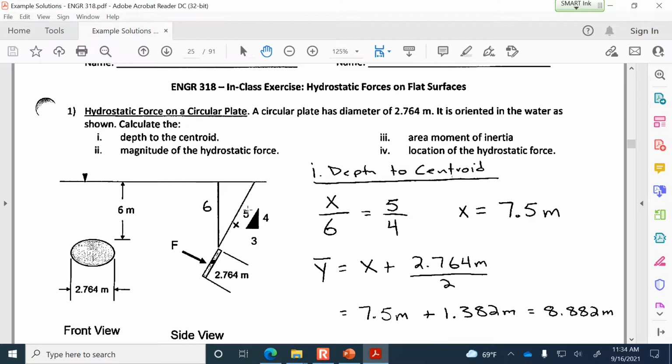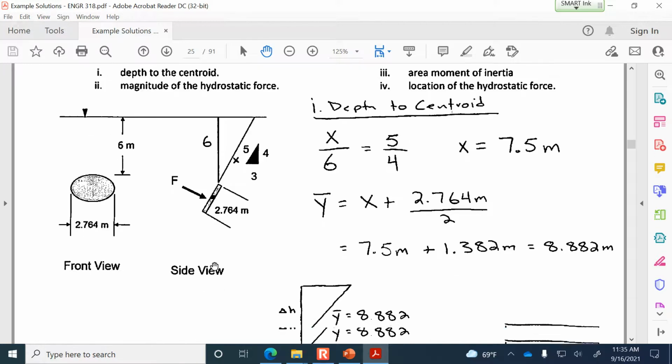And then to calculate x, I use the idea that the orientation of this plate in the water, the angle, is defined by a 3, 4, 5 triangle. So the x distance is equivalent: the ratio of x to 6 is the same as the ratio of the hypotenuse, 5, to the vertical component, 4, of this triangle. That gave me the distance along the inclined path as 7.5 meters, and then you can find y bar is 8.882 meters.